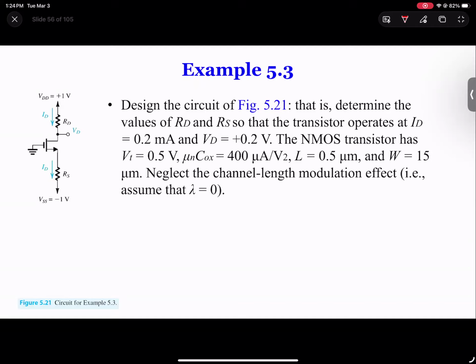This circuit is a practical circuit, so we have resistances, one at the drain and the other one at the source. So if you mark them down: drain, gate.